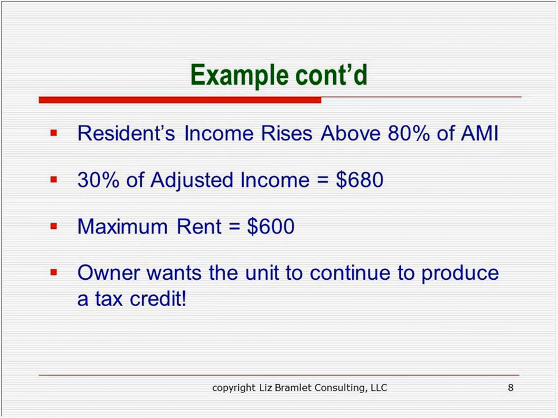We have this resident, and we find that their income has jumped above 80% of the AMI. We calculate 30% of their adjusted income to now be $680. Their maximum rent for their unit is still only $600. This is still a tax credit unit, so we don't want to charge them more than the tax credit rent.